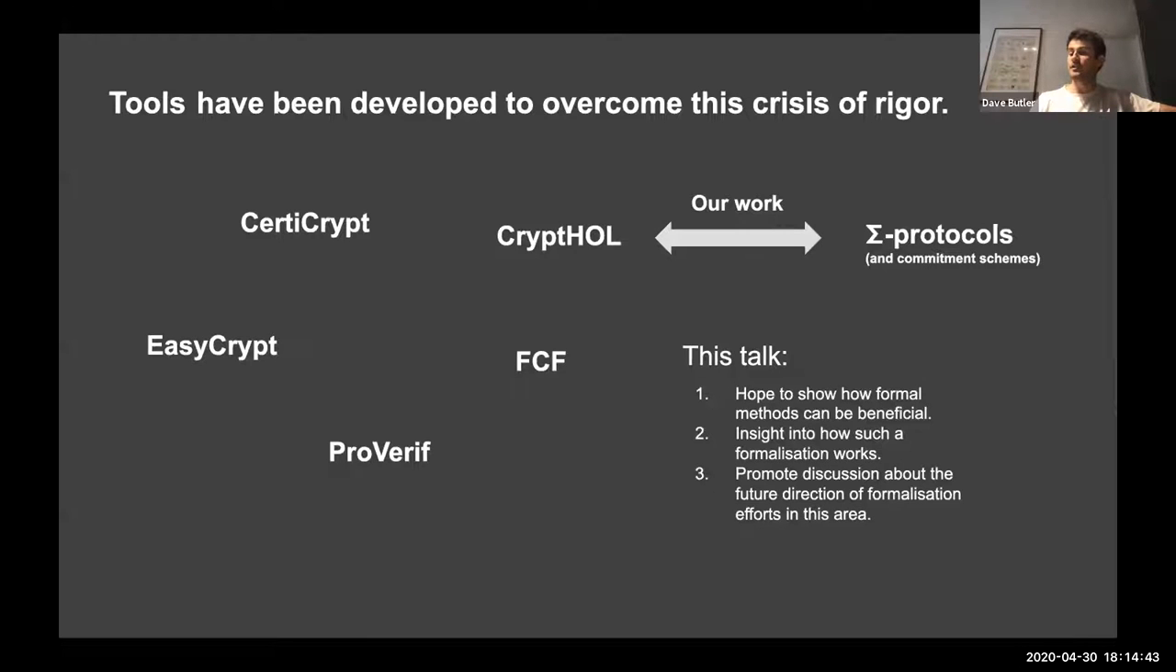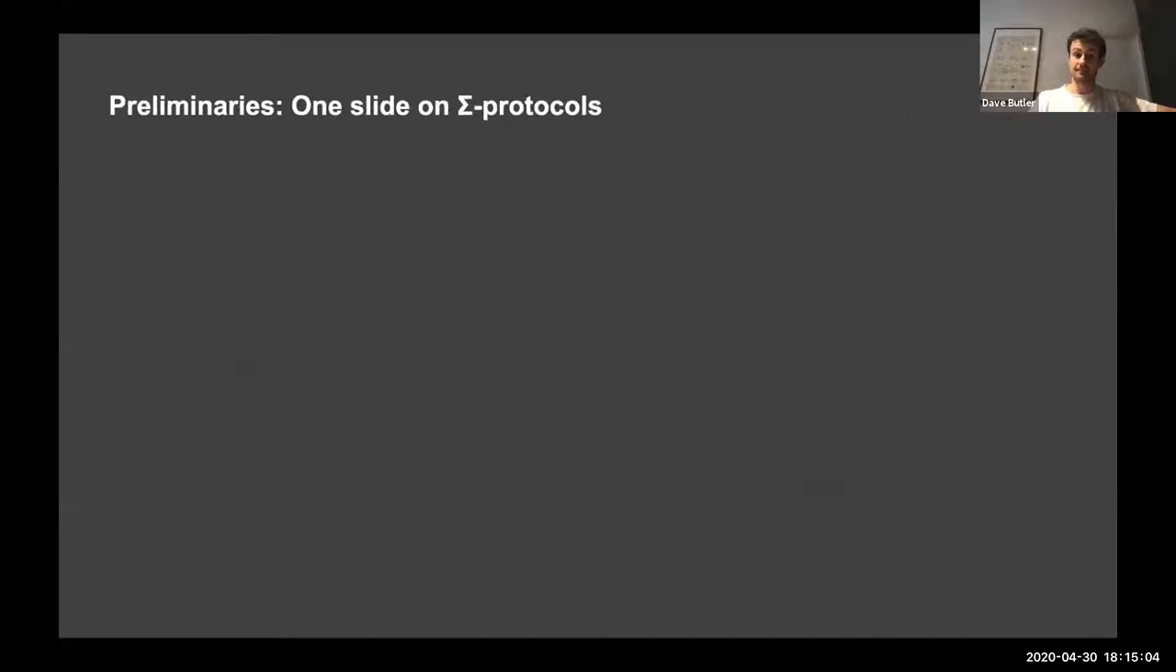And then I want to start promoting this discussion that we'll have for the rest of the session. How can this work continue? Not necessarily with Sigma protocols, but how can we maybe extend it to zero knowledge? Or in particular, how can it influence standardization? Because that's one of the things that we're dealing with in this workshop. How can we integrate maybe formal methods with the standardization process?